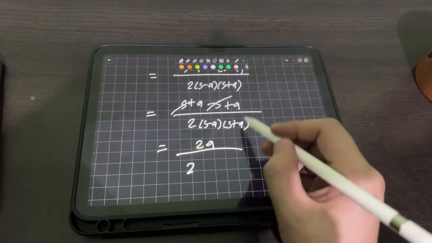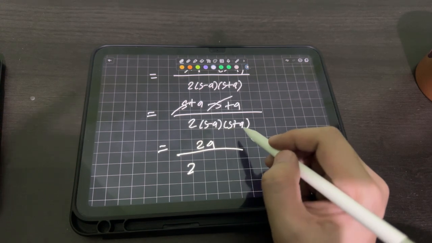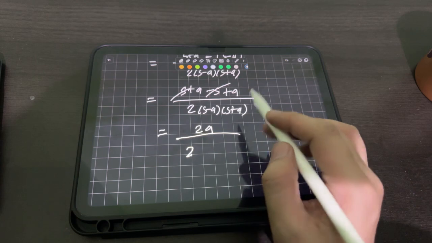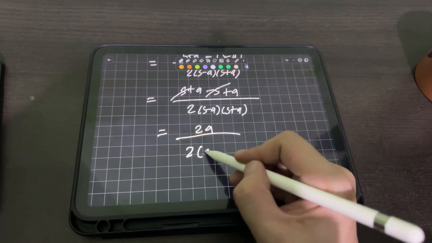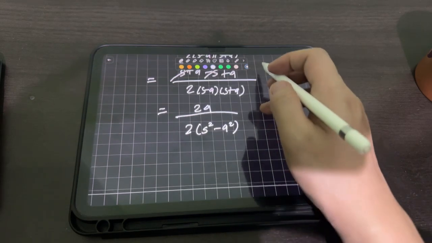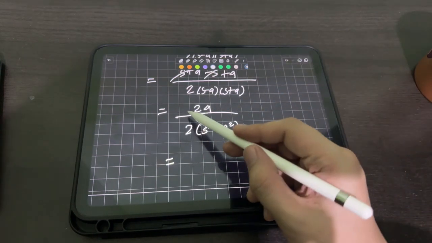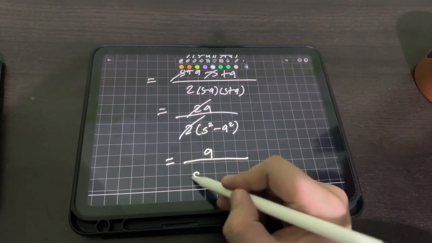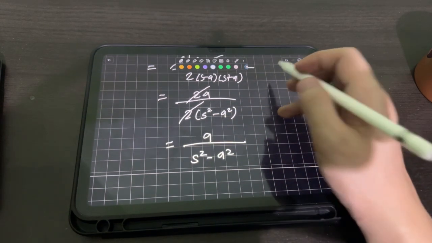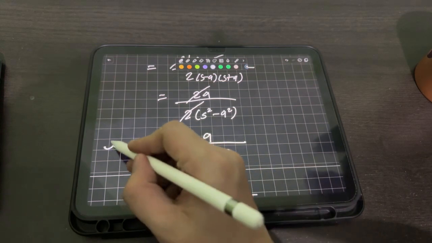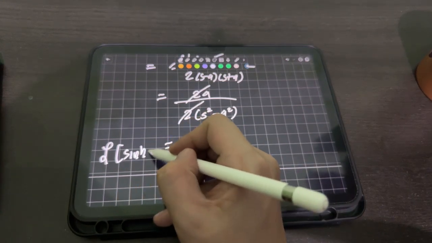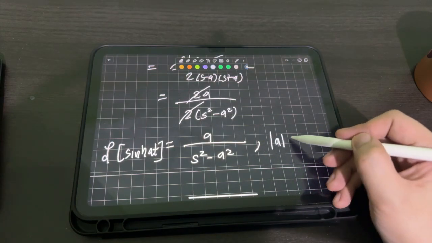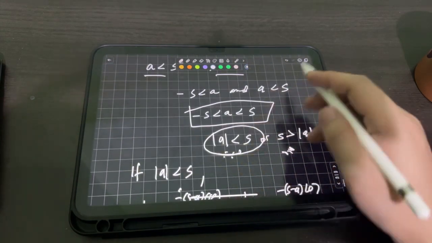So if you multiply s minus a times s plus a, this is just a special product. It turns out to be the difference of two squares, right? So it's equal to s squared minus a squared. You can still cancel out these two. Therefore, the final answer is a over s squared minus a squared. So this is the Laplace transform of sinh at, provided that the absolute value of a is less than s.